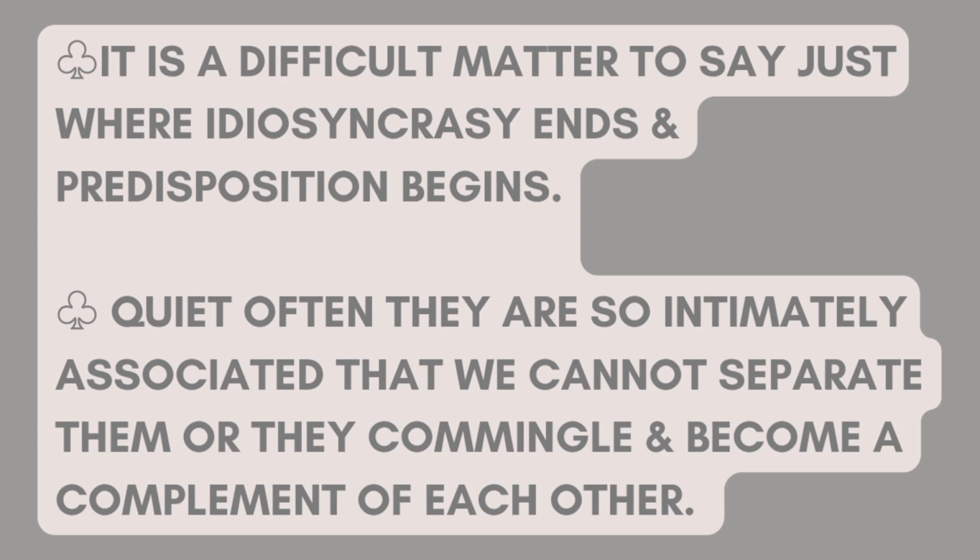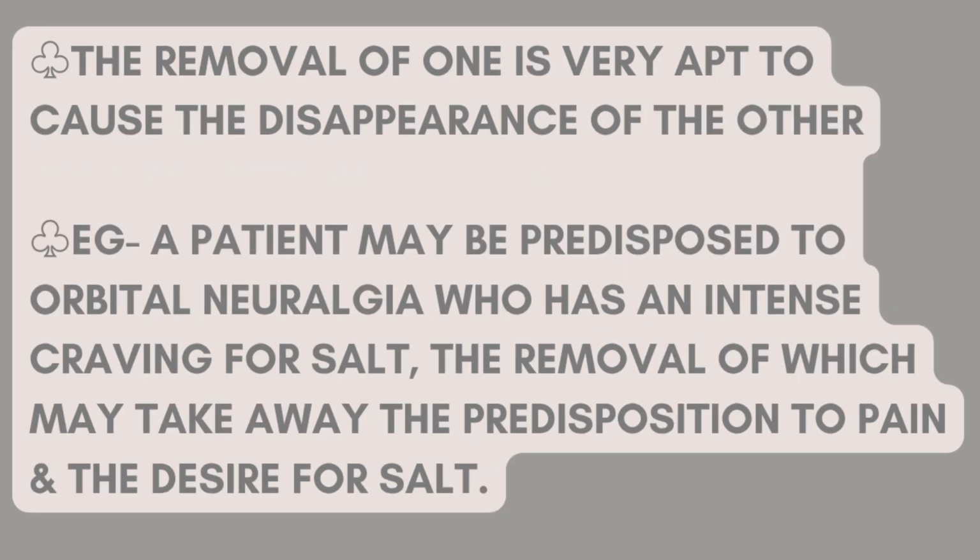Quite often, they are so intimately associated that we cannot separate them, or they commingle and become a complement of each other. The removal of one is very apt to cause the disappearance of the other. Example, a patient may be predisposed to orbital neuralgia who has an intense craving for salt, the removal of which may take away the predisposition to pain and the desire for salt.